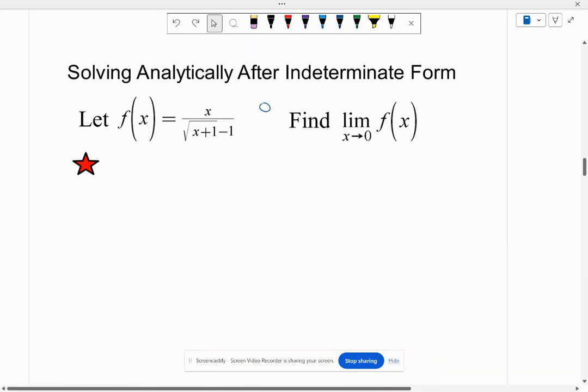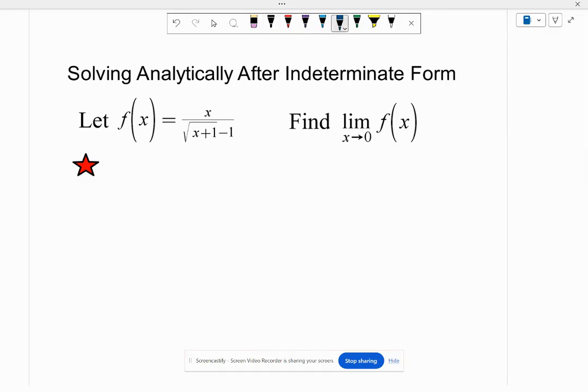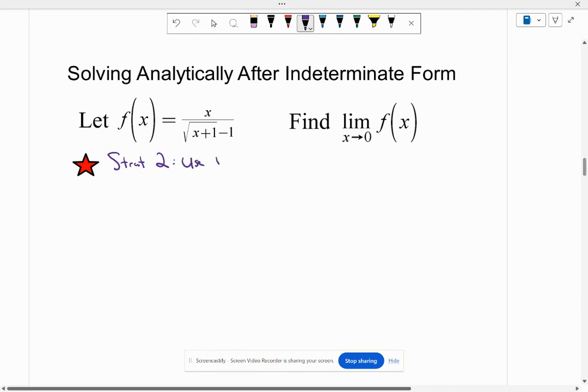Okay, case 2. Solving analytically after an indeterminate form. Again, pause the video so you can copy it down. This is what I'm going to call strategy 2. We're going to use something called the conjugate. I believe we did this with complex numbers back in pre-calc. There was an example in our second homework assignment of the year, which was composition of functions, where an example like this showed up.